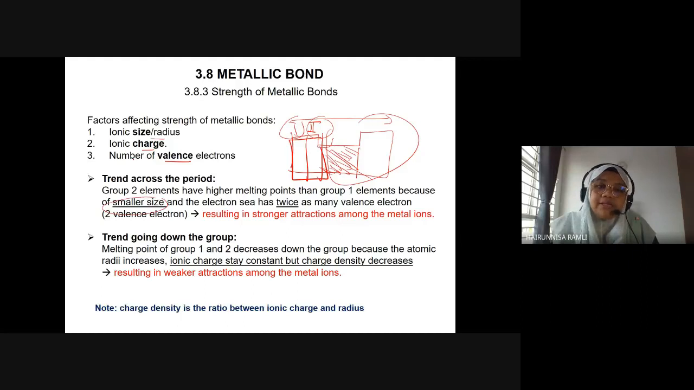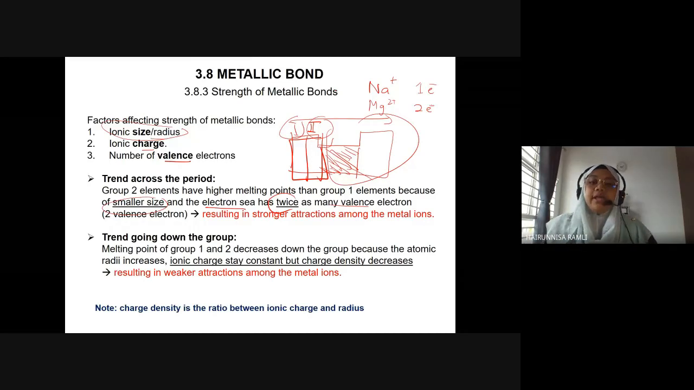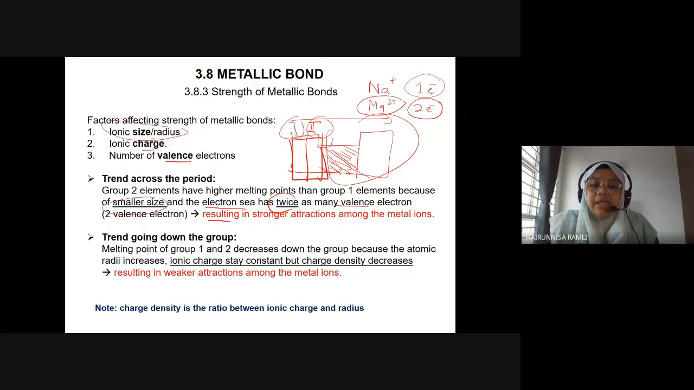Okay, ini belajar in terms of ionic size kan. Across the period, size makin kecil kan. Okay, so because of the smaller size, and the electron sea has twice as many valence electron. Maksudnya, kalau group 1, for example, you have sodium, charge the positive 1. So, maksudnya valence, you only have 1 electron. But if you go for Mg2+, okay, so Mg group 2 kan, they are the 2 valence electron. So, can you imagine now, dah lah dia size dia kecil, lepas tu electron dia pula ada banyak. Dua kali ganda daripada group 1, right? So that's why it will resulting in stronger attraction among the metal ions.